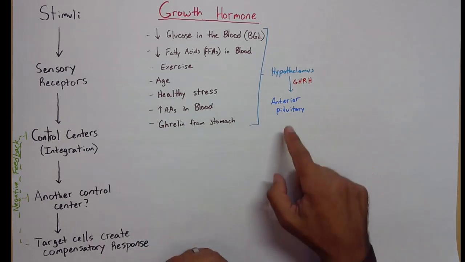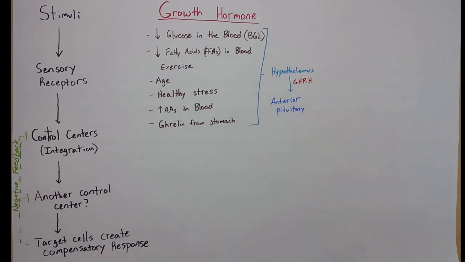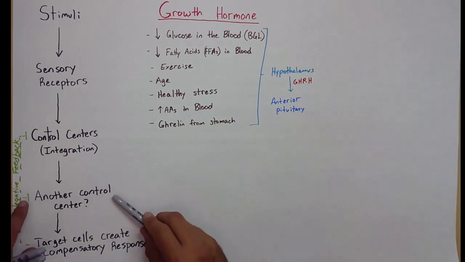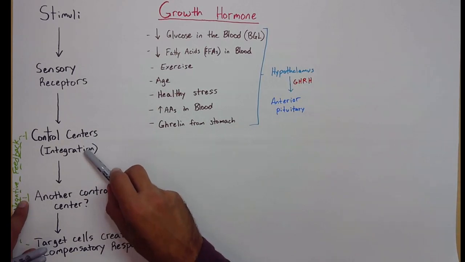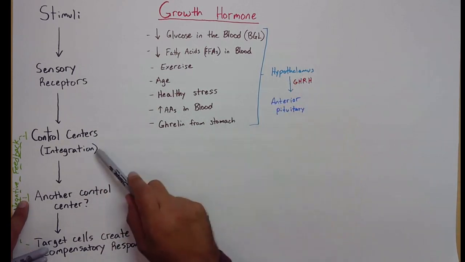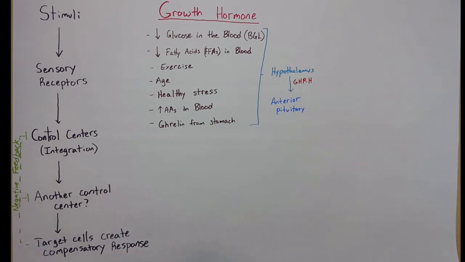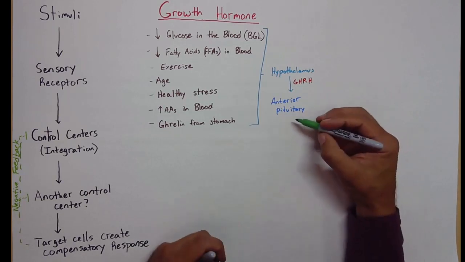So GHRH goes into that portal system, gets portaled down to the anterior pituitary, and what makes a target cell a target cell? The anterior pituitary has receptors for GHRH. And in response, this control center of the anterior pituitary, not the first control center because that's the hypothalamus, that's where the sensory receptors are found. The second control center is the anterior pituitary. That thing now is going to secrete a hormone in response as well.